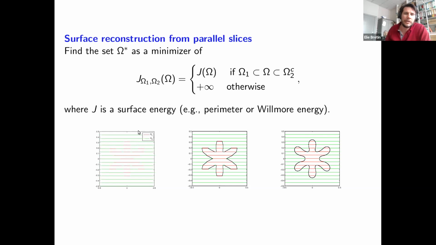I give here an example in 2D, where, in the middle picture, I give you the reconstruction if I minimize the perimeter, and the second reconstruction is obtained with a minimization of the Willmore energy. So you see that the Willmore energy gives a smoother, more natural reconstruction.